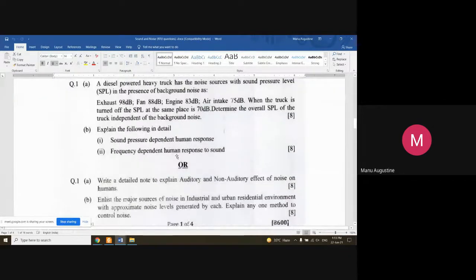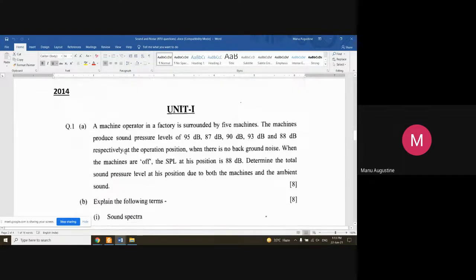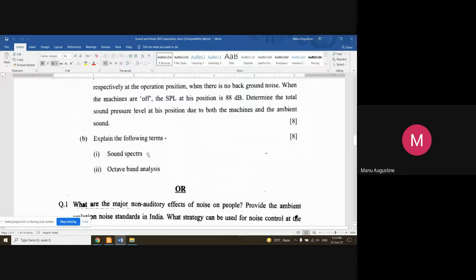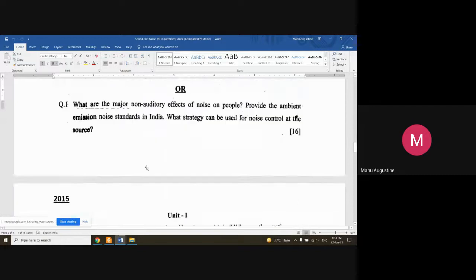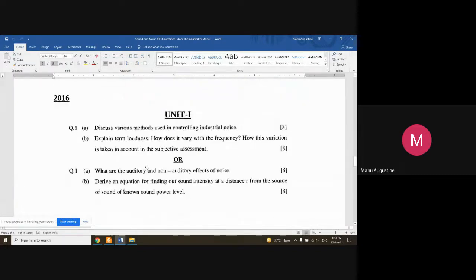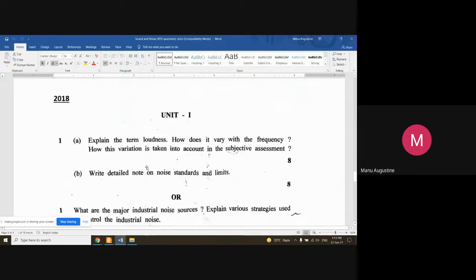Sound pressure, frequency dependent, everything is the same. Auditory, non-auditory, industrial noise sources, you can easily do. See, sound spectra. Sound spectrum क्या होता है? Octave band analysis. Again it is coming, and this is from the 2014 paper. ज़्यादा पुराना भी नहीं है. तो ये कई बार आ चुका है ये.